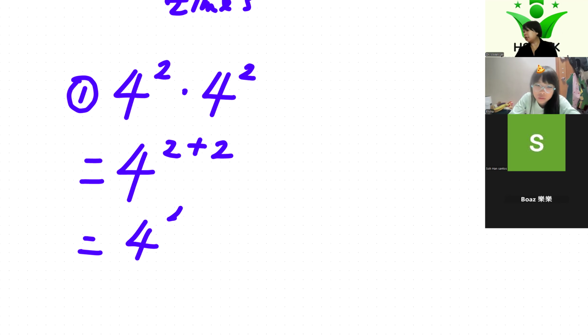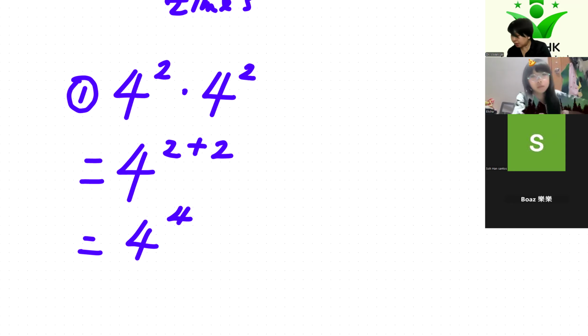And next time, please prepare the calculator. I used to ask you to buy the calculator, right? So I will show you your calculator actually has a function for index.